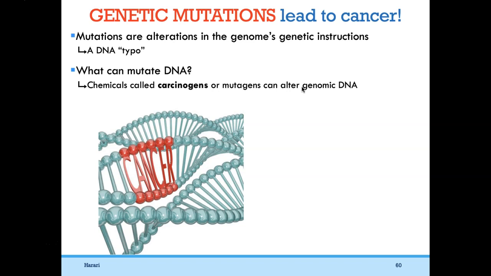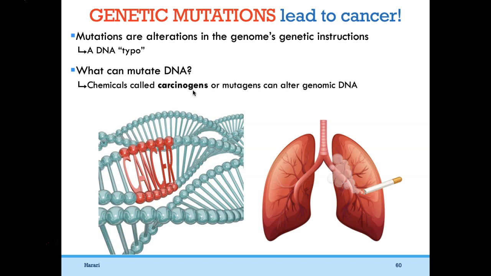What can cause a typo, right? What can cause DNA to be mutated? Chemicals called carcinogens or mutagens can alter genomic DNA. So a mutagen is anything that can mutate DNA. A carcinogen is a mutagen that causes cancer. So carcinogen comes from the word for cancer, which is karkinos, which comes from the Greek, I believe, for crab, because some of the tumors looked like little crabs to the person who named them.